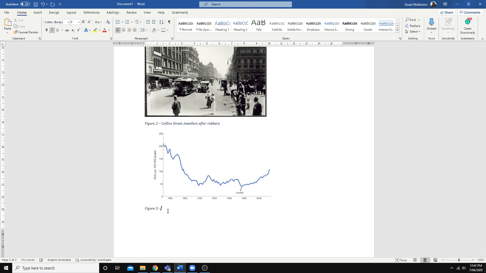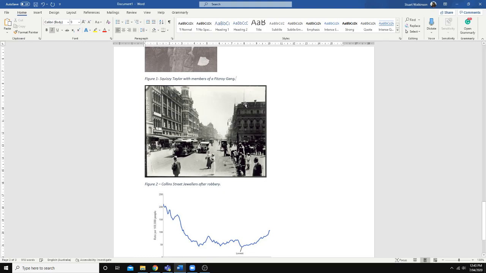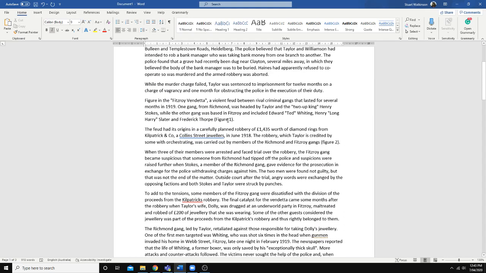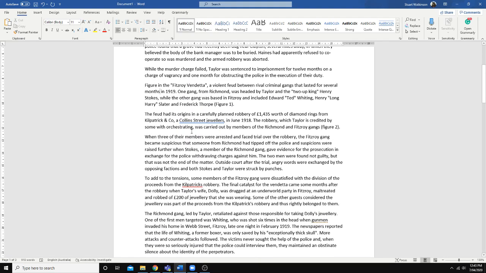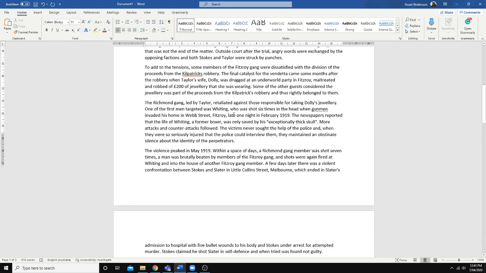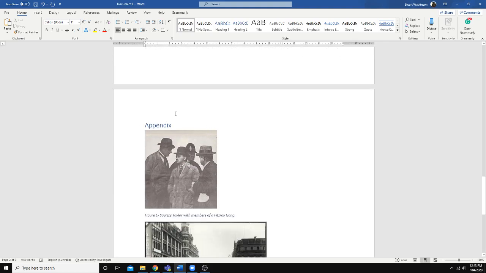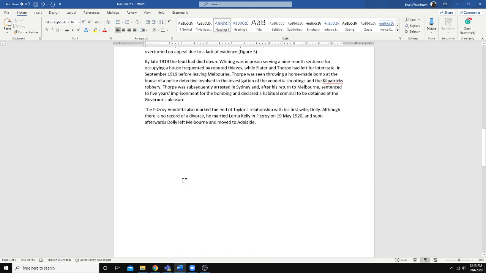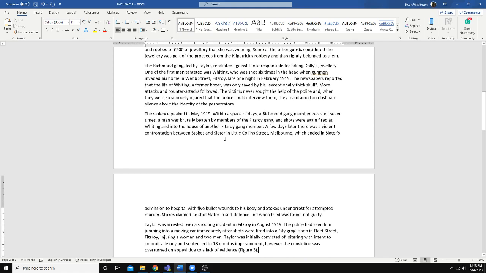Figure three, a graph showing crime over time. Very simple. You do not use these as a way to circumvent your word count. Whatever you have written in here should be described enough so that people can understand it without looking at the figure. However, it's good if you want to use them, because they do add a bit of substance to what you've written. But you do not want to be inserting images in between your text.